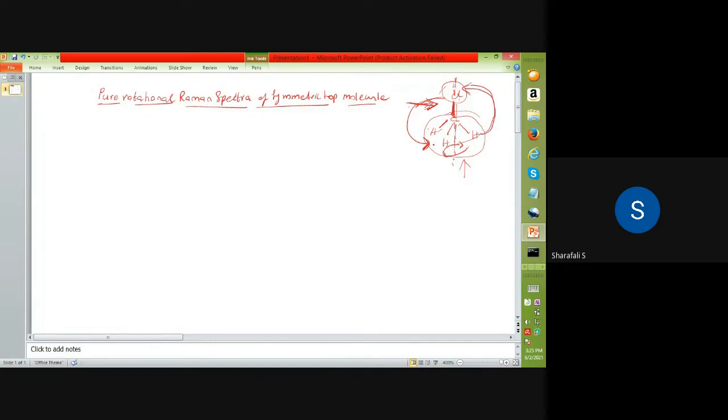kind of polarizability ellipsoid, which means that the end over end rotation of the molecule will result in a change in polarization or polarizability. So this kind of rotation is Raman active, because there is some polarization change.